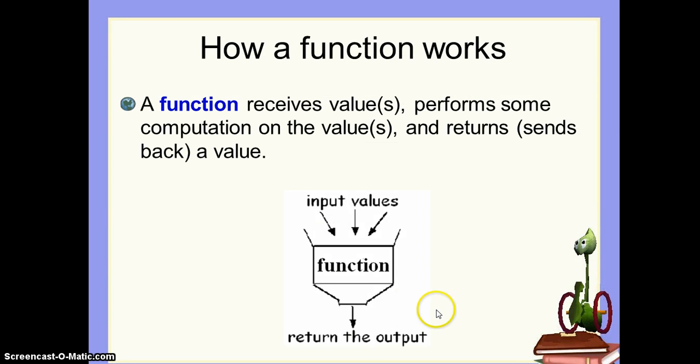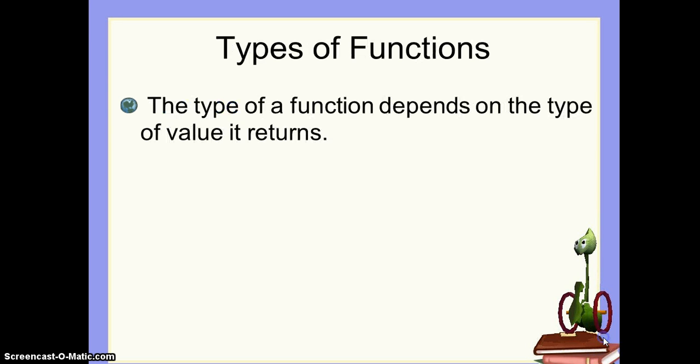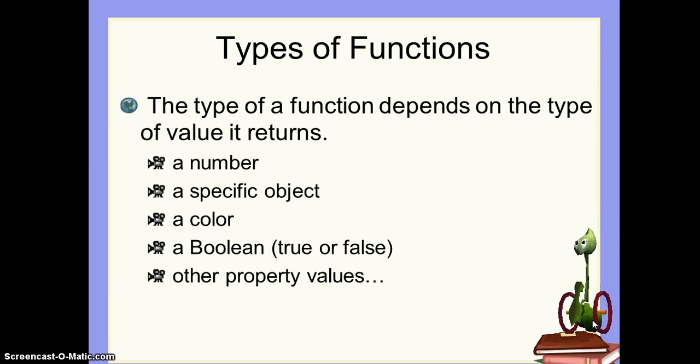So as you know from math, a function receives a value, you have this input, the function does stuff, and it produces an output. I always think of this as the black box. We don't always know exactly what's going on in there, but you put stuff in and you get stuff out. And what you return, as far as programming, depends on what you're putting in. So it could be a function for a number, an object, a color, a true, false, etc.